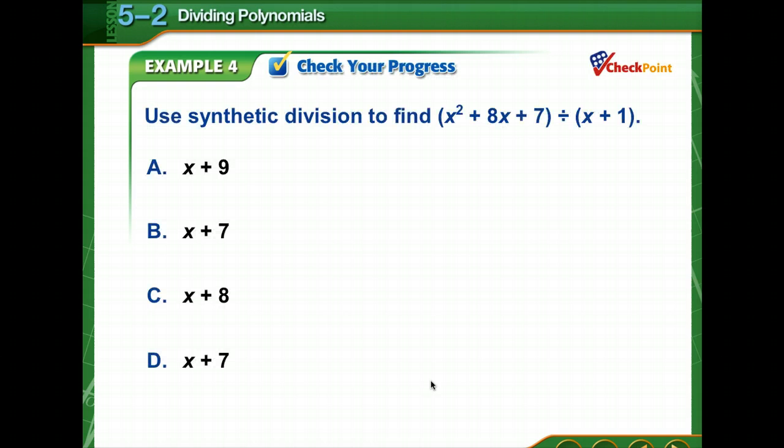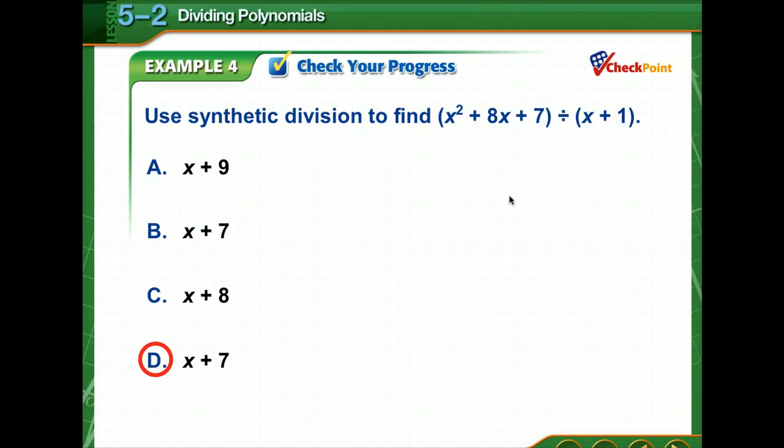Okay, so time for you to try your hand at synthetic division. Did you get x plus 7? Remember, we have to take the opposite of whatever that is. So in our little box, we're going to have a negative 1. We're going to bring on down the 1. We've got an 8 and a 7, so no remainder. Excellent.